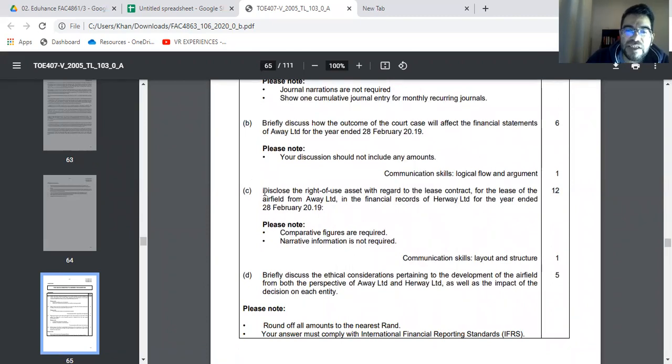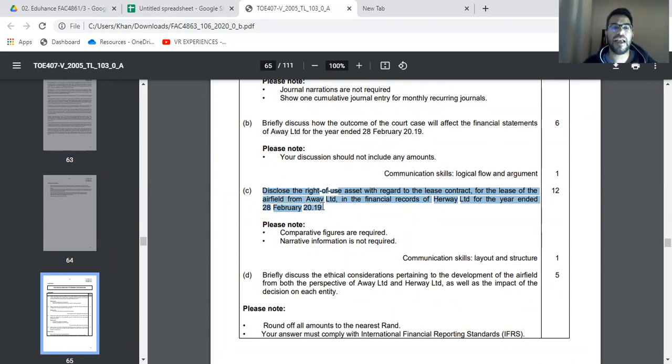Here they say: disclose the right of use asset with regard to the lease contract for the lease of the airfield from Away in the financial records of Herway Ltd for the year ended 28 February 2019. So we only want it for 28 February 2019. What do we want? We must disclose the right of use asset in the records of Herway.